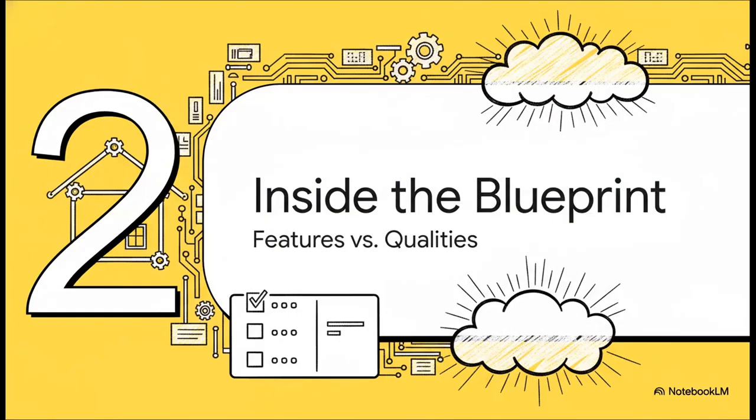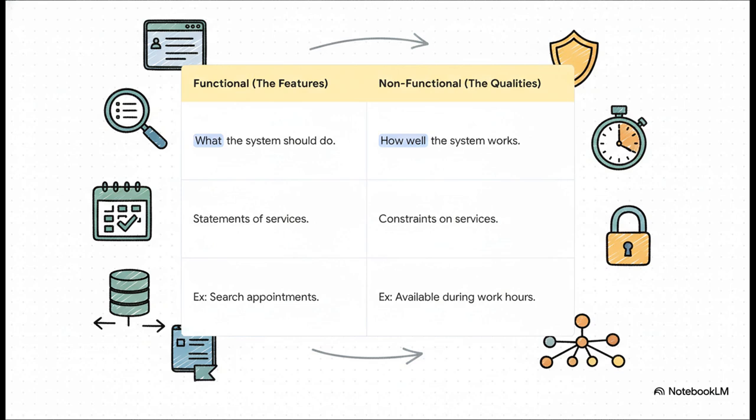All right, so if we were to peek inside this blueprint, we'd find two main types of information. It's not just a big list of features. It's also about describing the essential qualities of the system. This really breaks down into two big categories. So on one side, you have the functional requirements. These are the what's. They're the specific things the system does. A great example is a user should be able to search their appointment lists. It's a feature, an action.